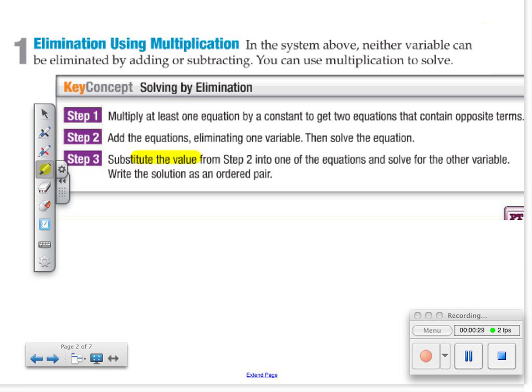So the key concepts here are you're going to do the same thing. You're going to look at your equation. If you can't add or subtract, then you look and see, well, could I multiply? Can I multiply at least one part of the equation by a number to get two equations that have opposite terms? Then we, of course, just step 2 like it was before. You add the equations, eliminate one variable, and solve the equation. And then step 3, you'll substitute the value in for the variable that you solved for and find the value of the other variable. So let's take a look at one of these types of problems.